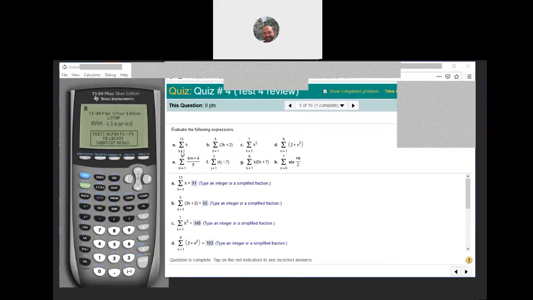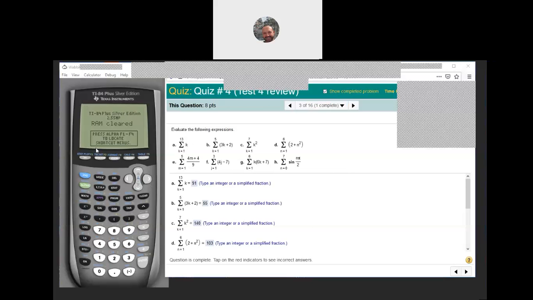All right, so part A should be obvious. That's pretty easy to do. This is a summation where k begins at 1 and ends at 13. So this k equals 1 to 13. Those are your indices. It means start with 1, then add 2, then 3, then 4, then 5, all the way to 13. So the sum of 1 through 13 is what that is.